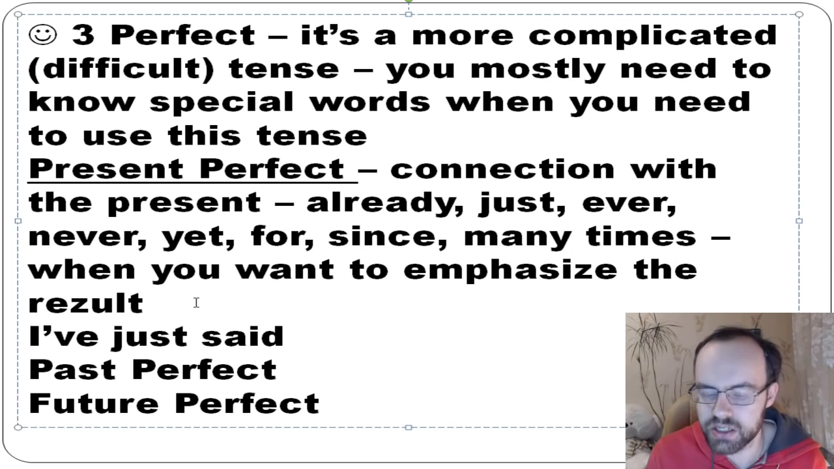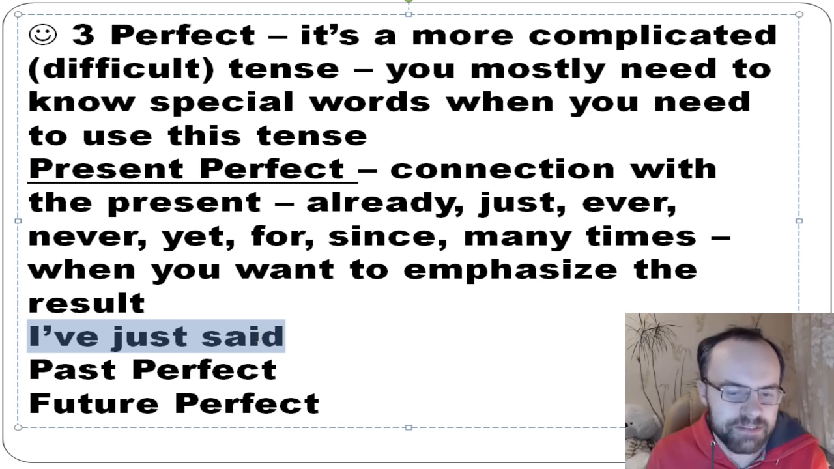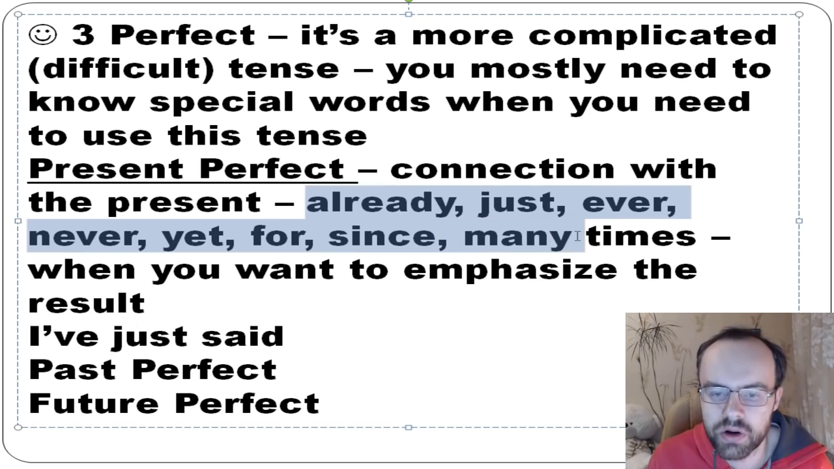So I've said it or I've done it. It means that it's really important. I've said it, result. Sorry, we pronounce it as result, but in fact we spell it another way, as you see. So we can say I've said it, to show its importance, or I've just said it. So you need to know these words.